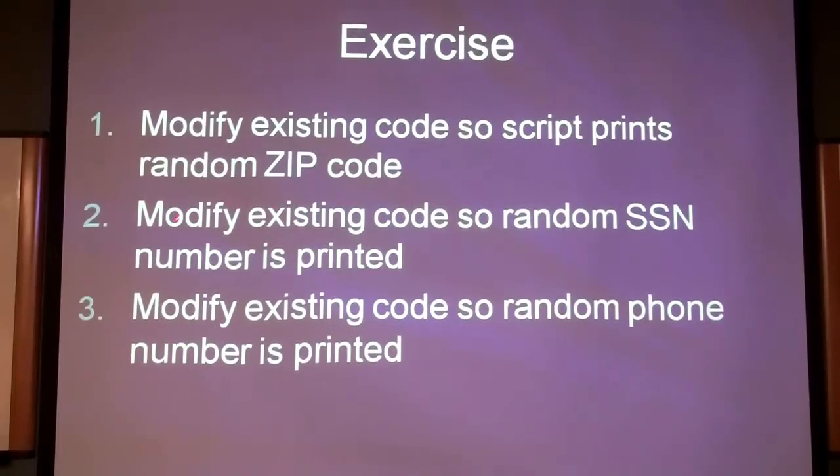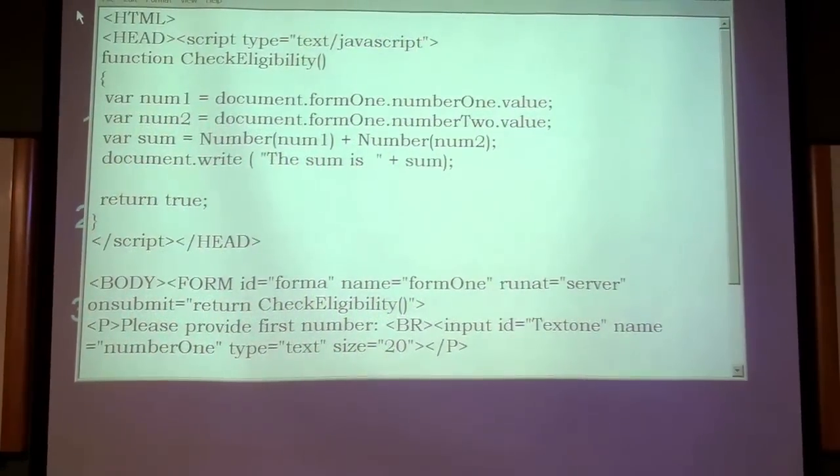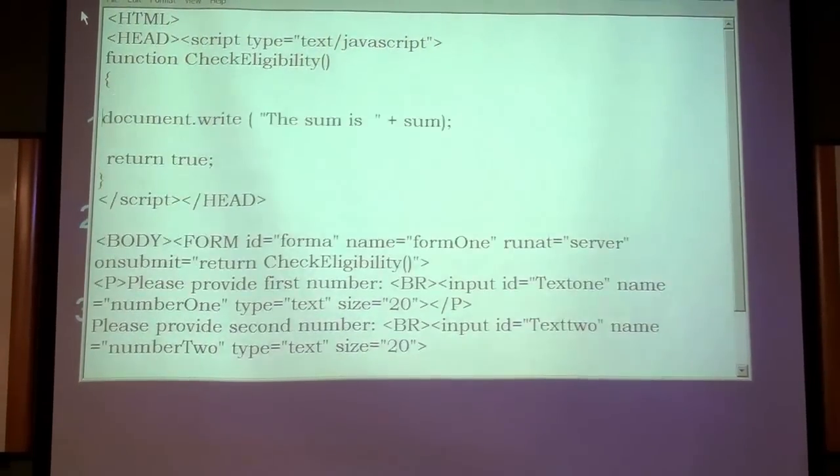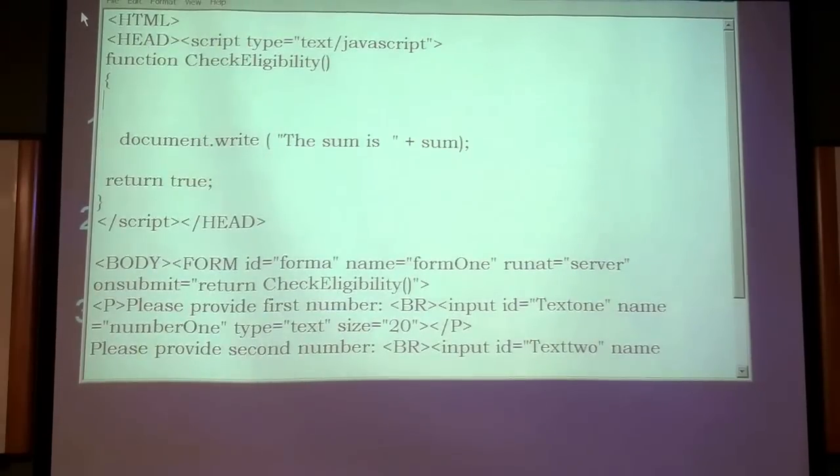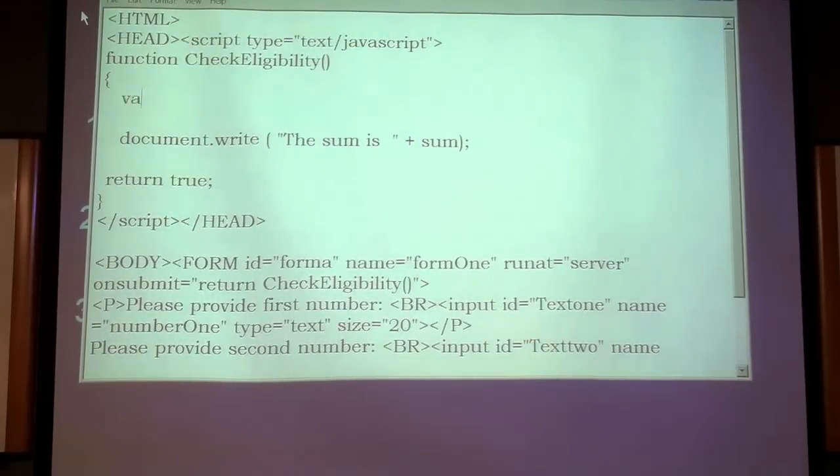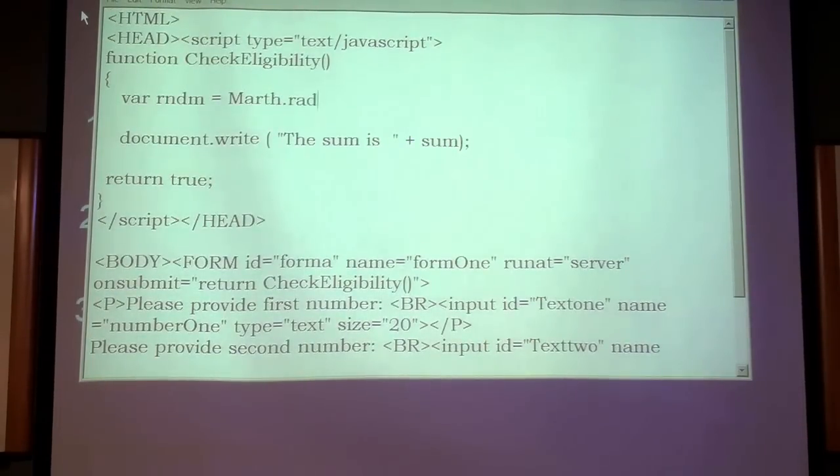We're going to go back to exercises 2 and 3 later on, but the very first one: you need to modify the existing code so that a zip code is generated. Let's assume this is the short form. It should contain 5 digits. Say I generate a random number.